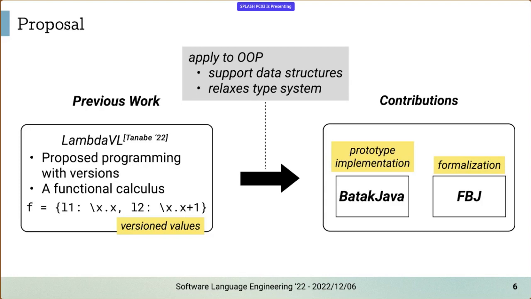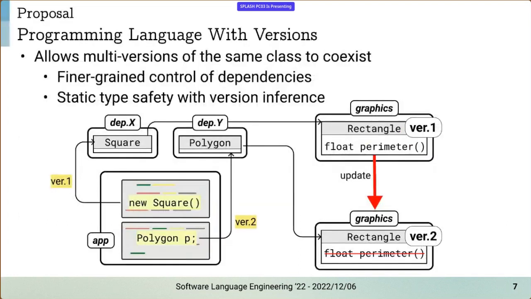First, we made a prototype implementation of our idea in the form of a language called BatakJava, and we also formalized this language in a core calculus called FBJ.